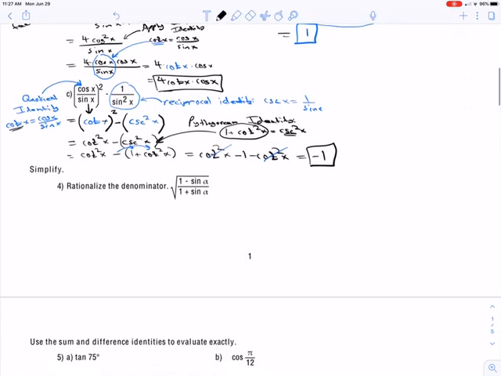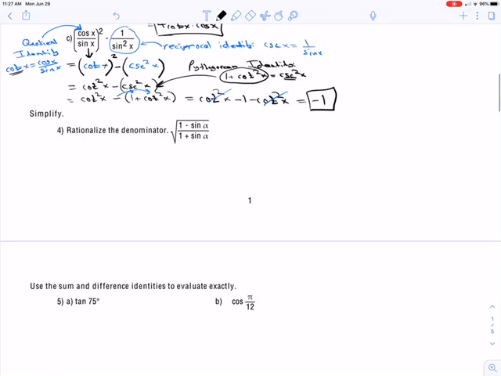All right, let's do one more on this page. Let's go and finish this page out. Number 4. Let's rationalize the denominator. So let's do another simplifying process with a trig expression.